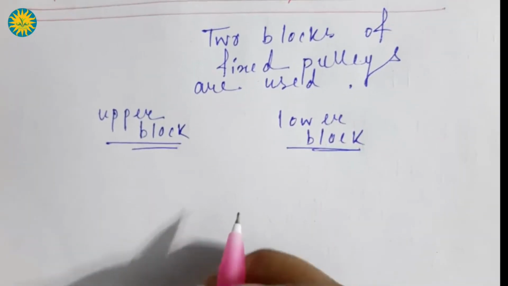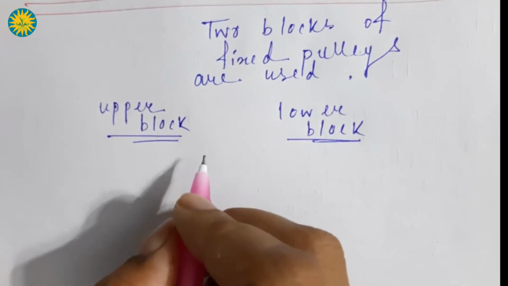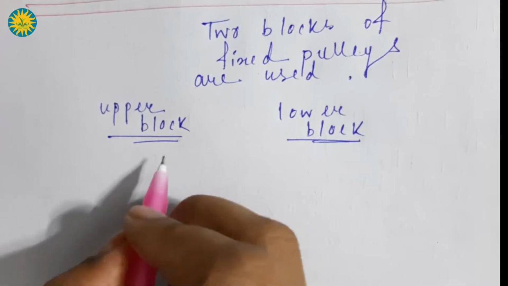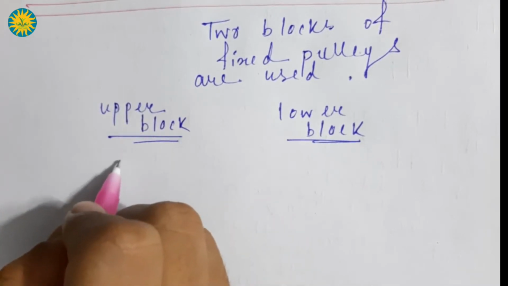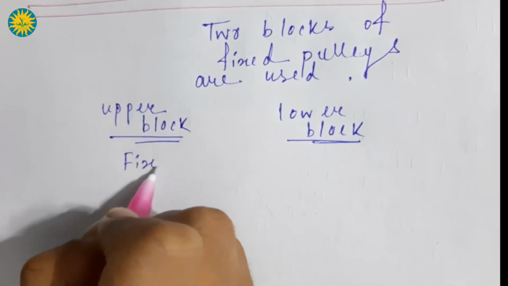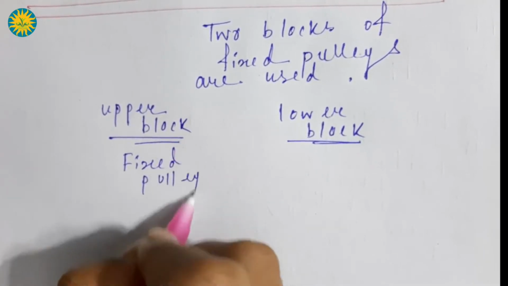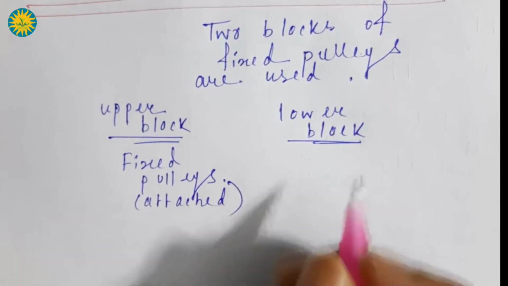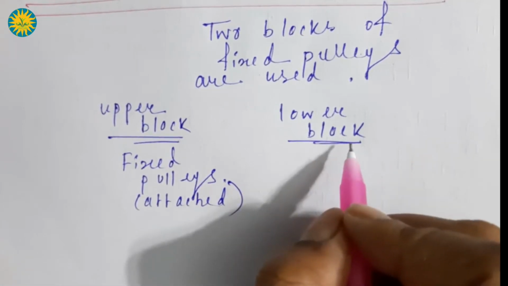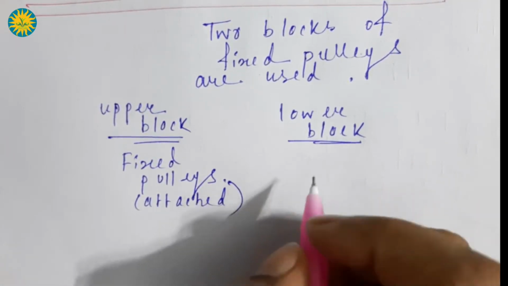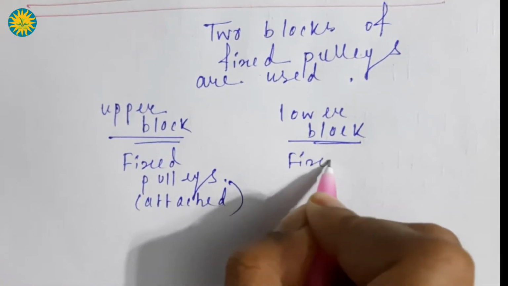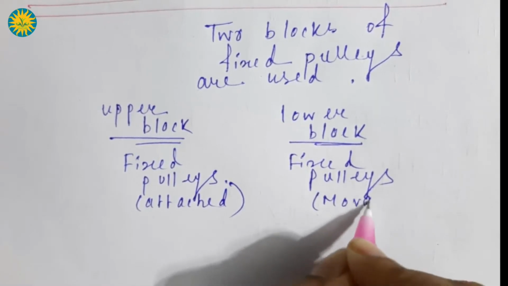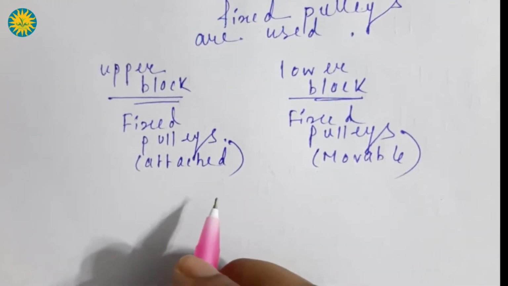Okay, now this upper block has several fixed pulleys attached to the rigid support. Okay, that will be fixed. So fixed pulleys that are attached, so that cannot move. That is for the upper block. And for the lower block, it will be several fixed pulleys. Okay, so fixed pulleys, but they are movable, so they can move. The lower block, the pulleys can move.